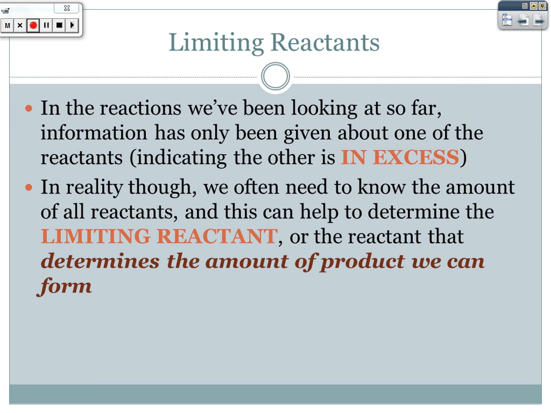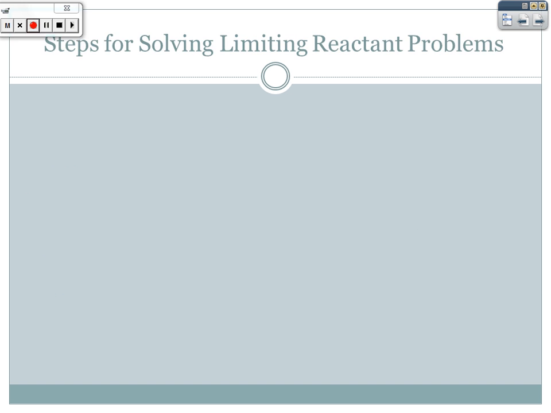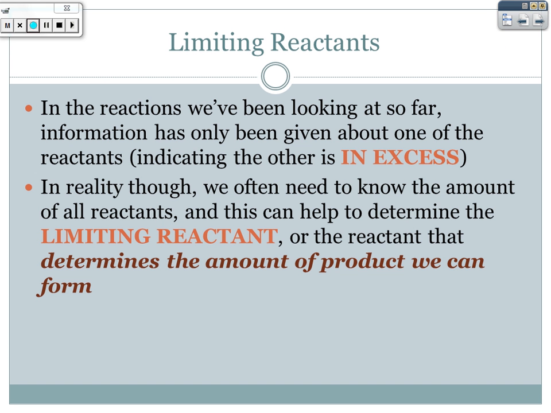So if a reactant is in excess, we have more than enough of it. If it is the limiting reactant, we only have enough to make as much product as we can, and then we run out of that reactant and we can't make any more product. Does that make sense? So the excess reactant we're going to have left over at the end. The limiting reactant, we will have no leftover at the end, and it is the amount that determines the amount of product we can form.